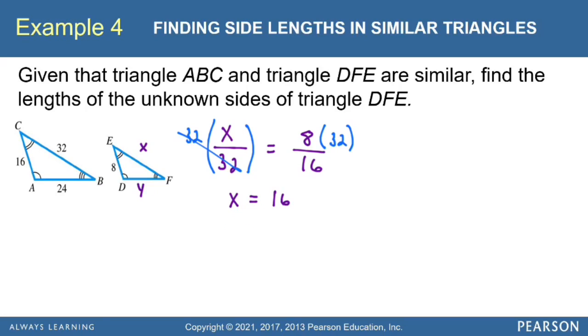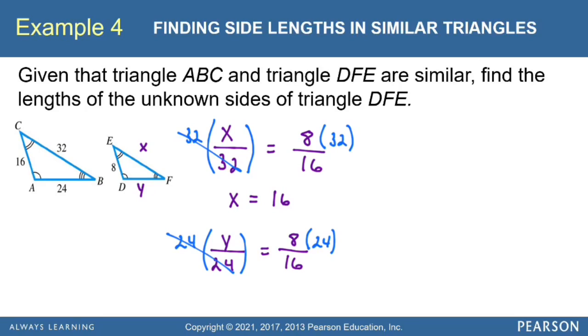Let's do the same thing for side y. So if I want to make a fraction for side y, I'll make a fraction out of the corresponding sides. So I'll put y on top and 24 on the bottom. And that means I need to do the same thing for the two sides that I know. So that will be equal to, again, 8 over 16. And again, to isolate the y, we just need to multiply both sides by 24, and the 24s will divide out from the left side.